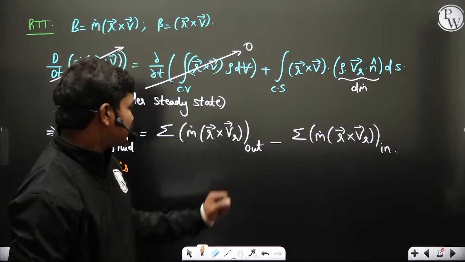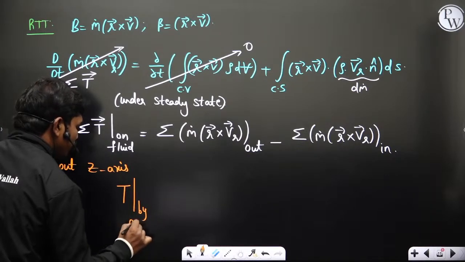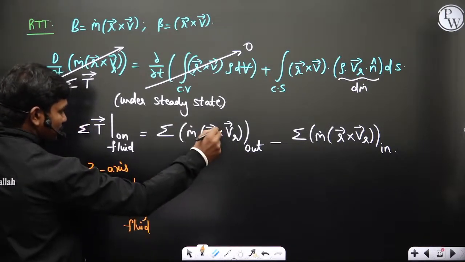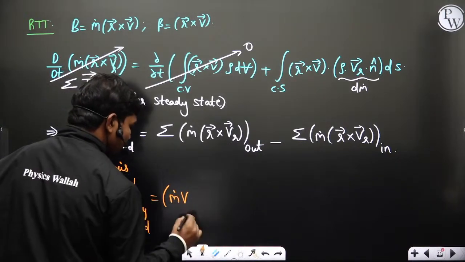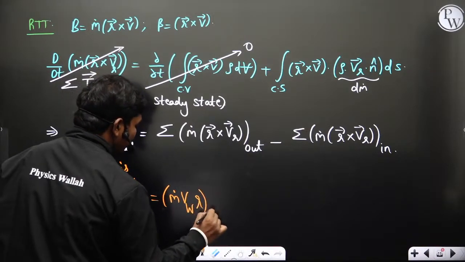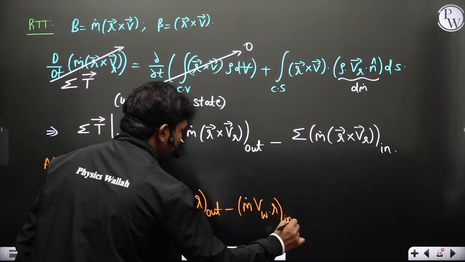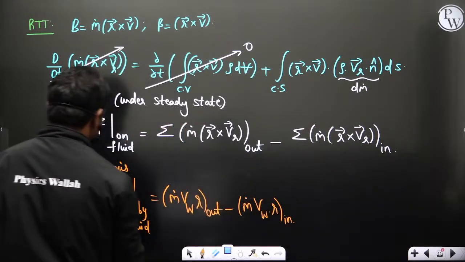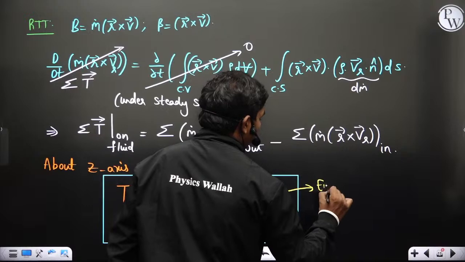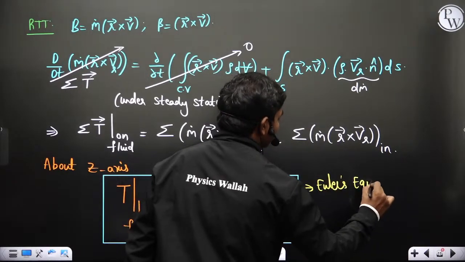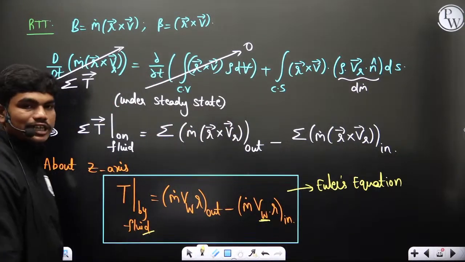Anyway, now if you see about the z axis, the torque acting for the rotation by fluid is nothing but, if you resolve this cross product in the z direction, you will get m dot into v w into r at outlet minus m dot v w into r at the inlet. This is normally called Euler's equation, because this is the component of velocity which is responsible for the change in torque of the fluid.